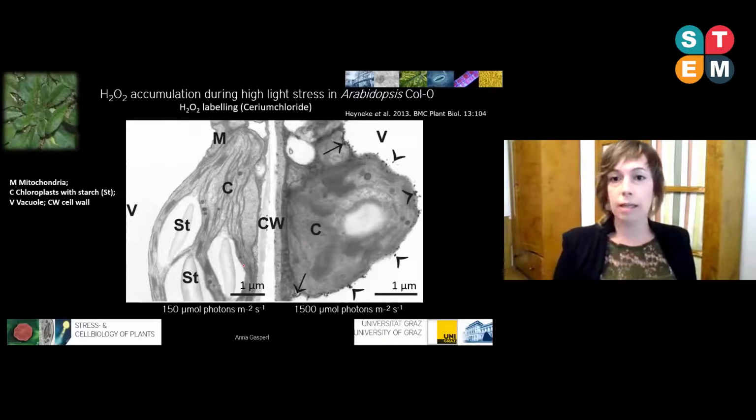Not surprisingly, light stress led also to this H2O2 accumulation, which was made visible again by cerium chloride in Arabidopsis Columbia, which is the wild type we use, again in the cytosol, like here and here, and along the tonoplast in the vacuole. But you have to keep in mind that we are talking about a 10-fold intensity increase in light, which is very severe.